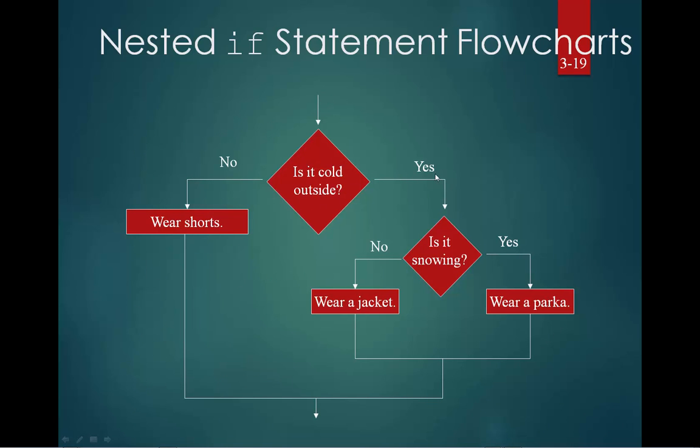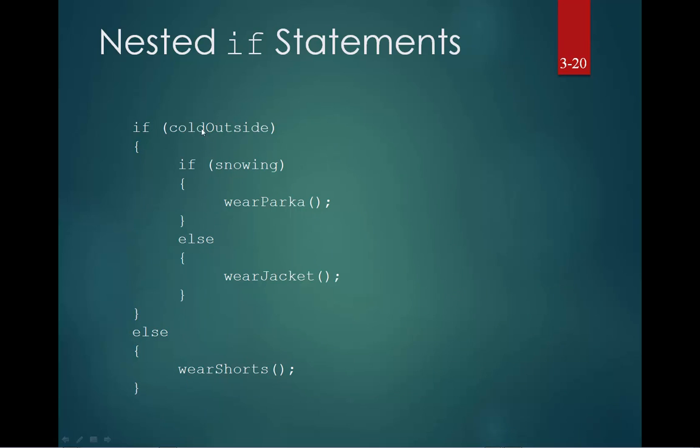Is it cold outside? Yes. Is it snowing? Yes. Wear a parka, and then we fall out and go to the next thing. If it's cold outside, yes, then we check, is it snowing? Yes. We keep going in deeper. Wear a parka is what we execute here. And then we get to this point, and because if snowing was true, we went in here, we're not going to do the else. So we try to pop out of that, and we realize we're at the end of this block, and we're not going to do this else because that was also already decided. So we just go to the end of that, and then whatever code came after that, that's what we do.